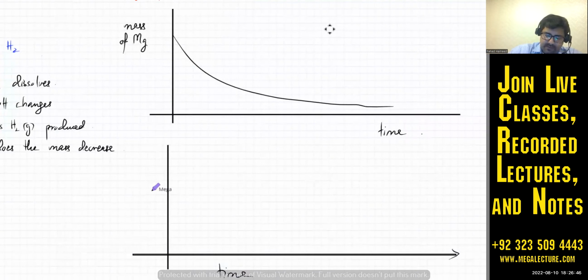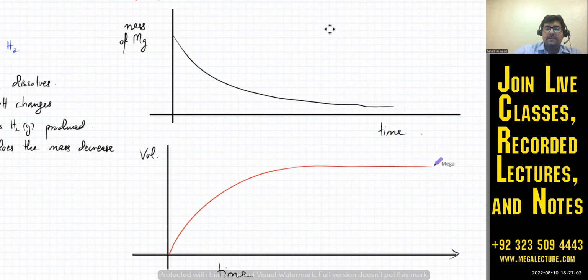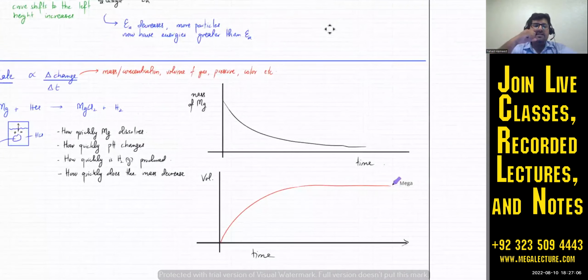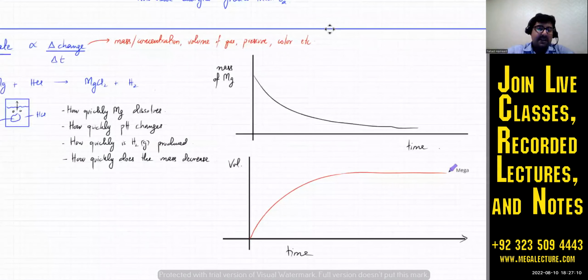So if I plot volume over here, on that graph, initially there's no H2 gas, but then all of a sudden the H2 gas increases, so it should eventually become constant, right? It doesn't really matter what the change is, whether it's increasing or decreasing, as long as something is changing.